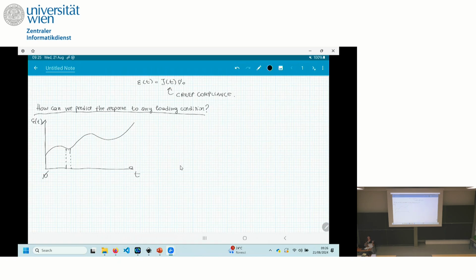As we were mentioning before, since it's linear, we can describe this response. First of all, let's write the strain. So the strain is going to be epsilon of tau times the Heaviside function of t minus tau minus t minus tau plus delta tau.